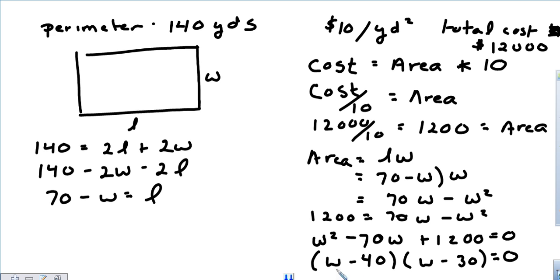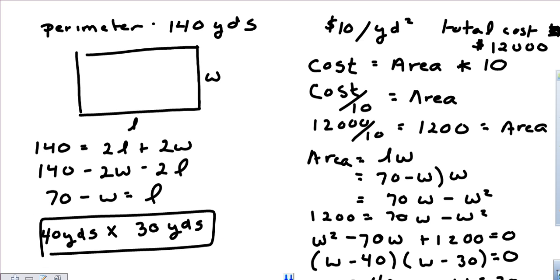Zero product property, either this factor is equal to 0 or this factor is equal to 0. So either W is equal to 40 or W is equal to 30, which means that the dimensions of my rectangle, either W is equal to 40 and the length is equal to 70 minus 40, so 30, or W is 30 and length is 40. It doesn't really matter which one's which. So my dimensions are 40 yards by 30 yards. And we have solved a fairly typical quadratics word problem by factoring our quadratic.